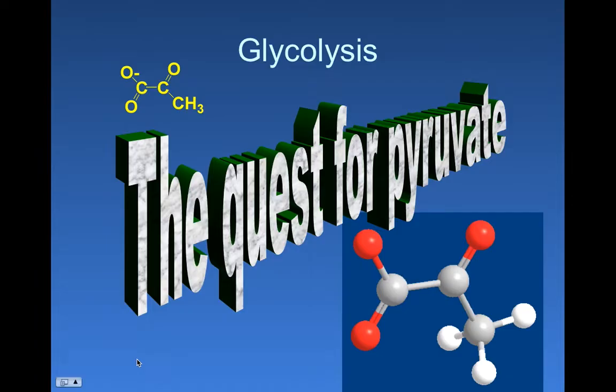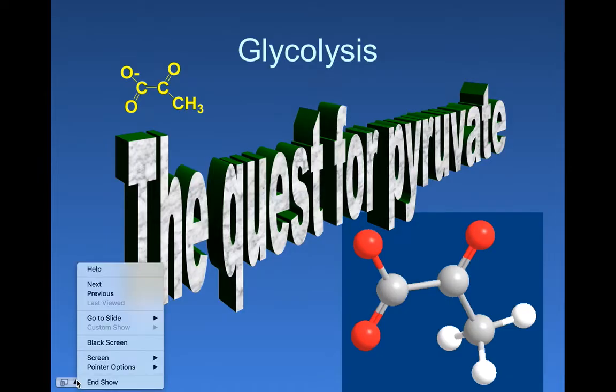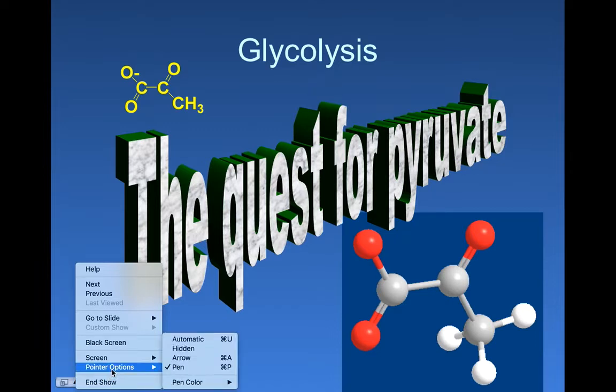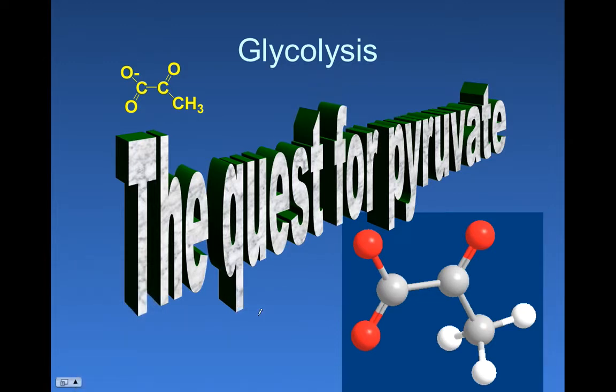Okay, now we're going to talk about what happens to glucose and the start of metabolism. And really, we think of the start of glucose metabolism with the process of glycolysis. Okay, that's what glycolysis means. We're going to lyse glucose, break it into pieces, and in the process of breaking it into pieces, we're going to gain energy from it.